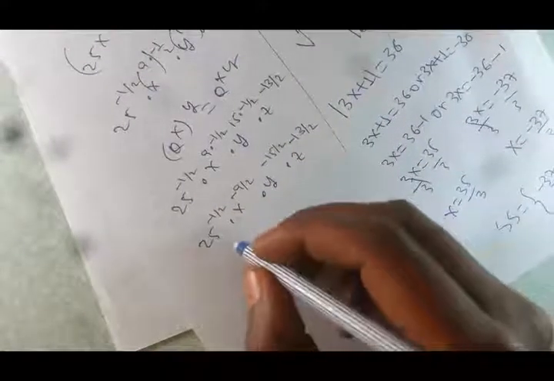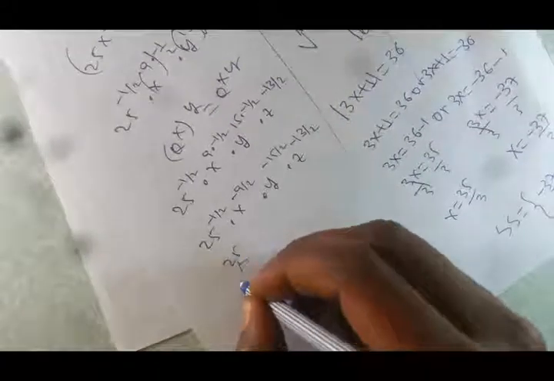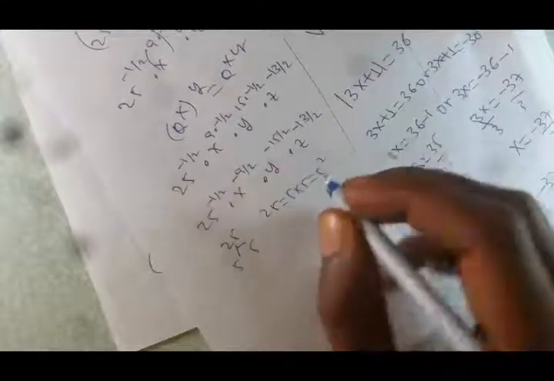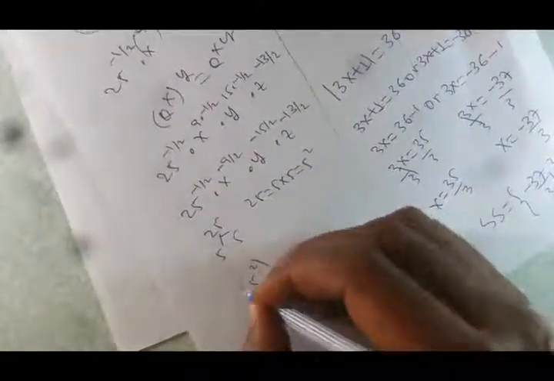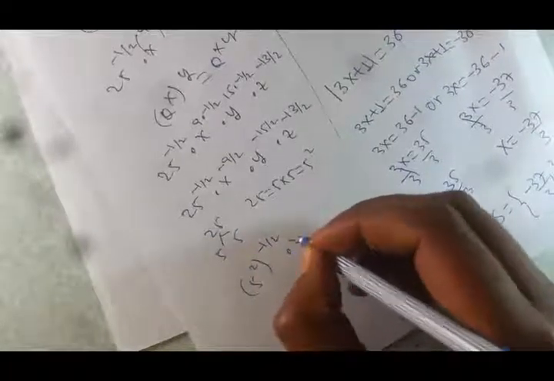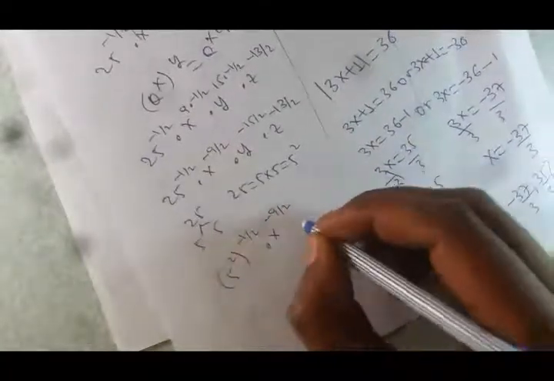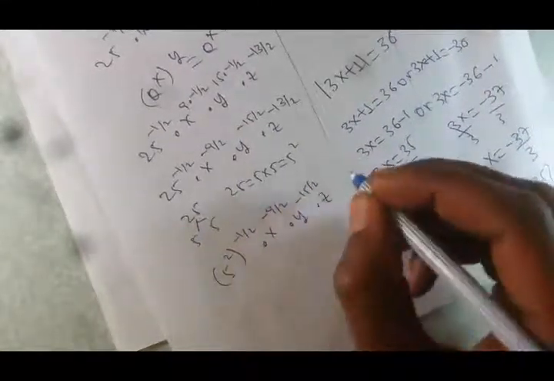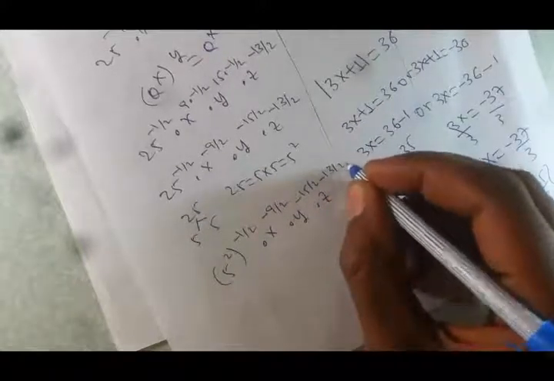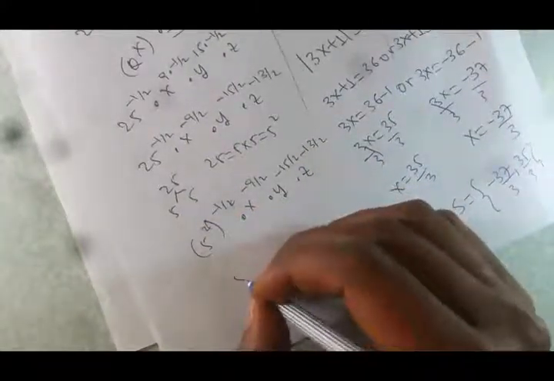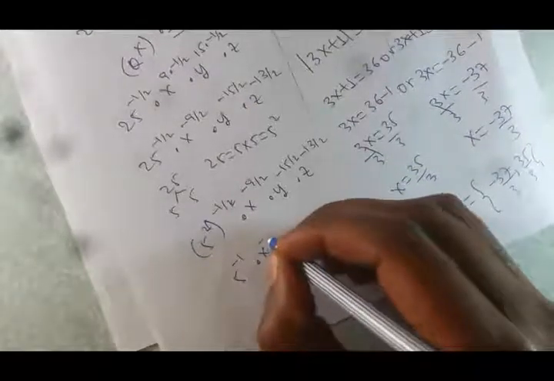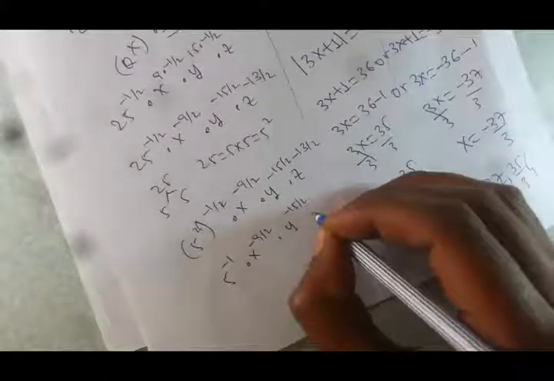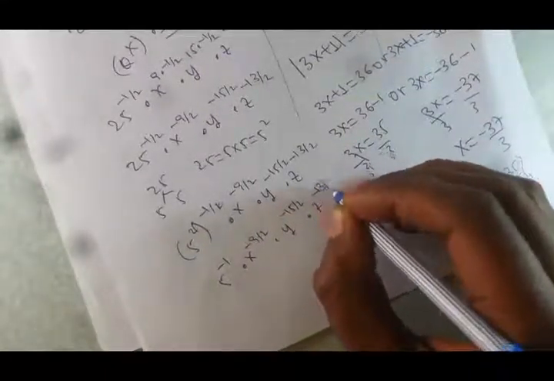We have to ask, can 25 be factorized? Yes, 25 can be factorized by 5. Therefore, 25 can be written as 5 times 5, which is equal to 5 squared. Therefore, 5 squared raised to minus 1 over 2 times x raised to minus 9 over 2 times y raised to minus 15 over 2 times z raised to minus 13 over 2. This is equal to, the 2 will be cancelled, 5 raised to minus 1 times x raised to minus 9 over 2 times y raised to minus 15 over 2 times z raised to minus 13 over 2.